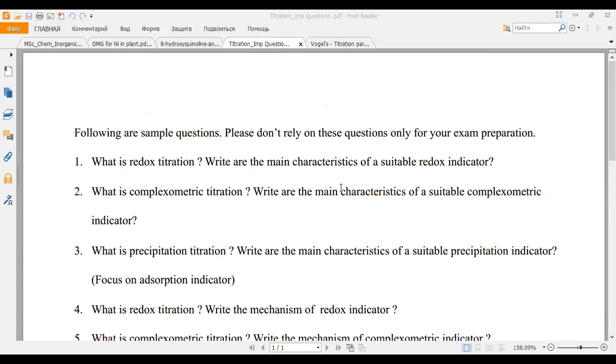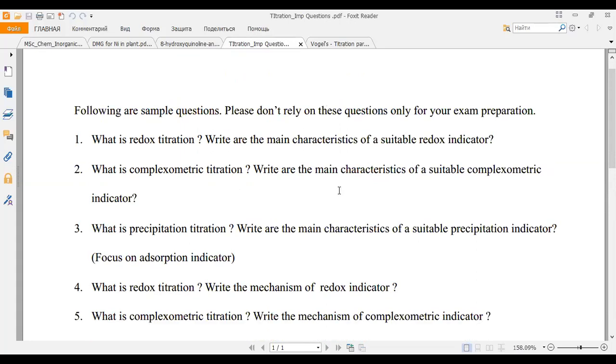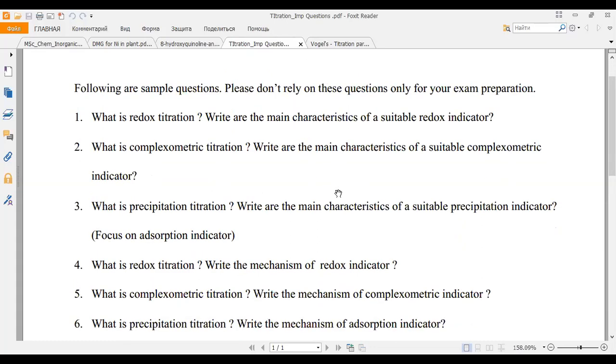There are other possible questions also. However, I thought these are the types of questions, looking into the syllabus and past questions. So basically, what kind of questions are you expecting? You are expecting definitions, like what is redox titration, what is complexometric titration, what is precipitation titration. Make sure you know the definitions.